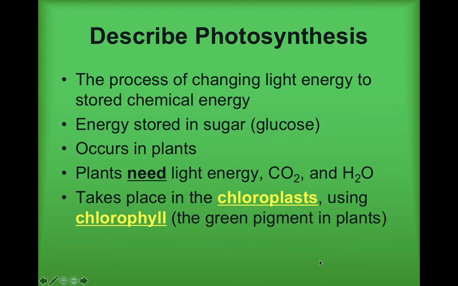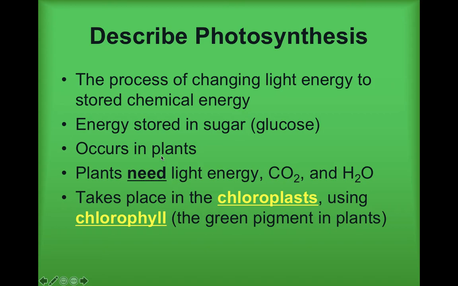All right? So describing the process of photosynthesis. Photosynthesis is the process of changing light energy, taking that radiant energy that's produced by the sun, and we're going to actually store that into a chemical energy compound. That compound is glucose, it's sugar. And basically, how your body breaks that down, that's how we're going to end up making a whole bunch of energy. Okay? Of course, this occurs in plants.